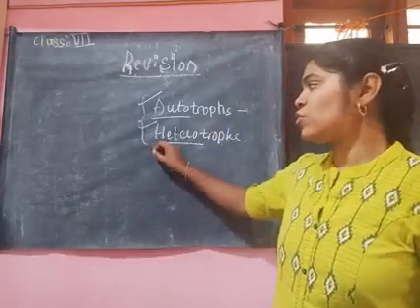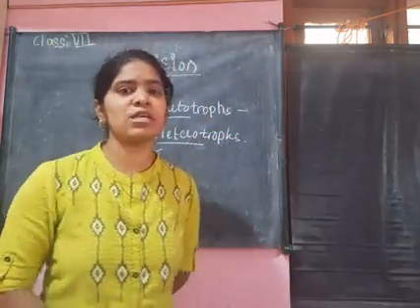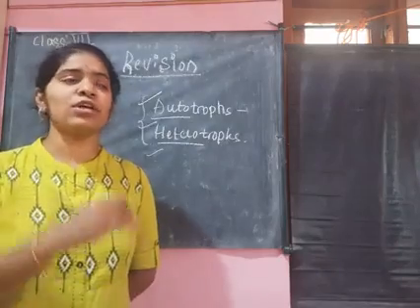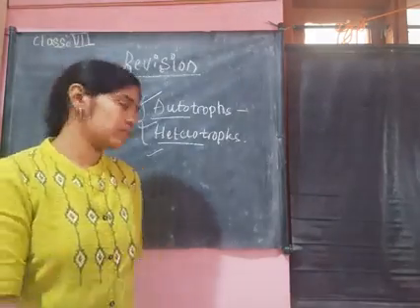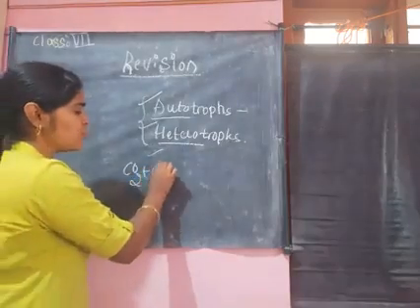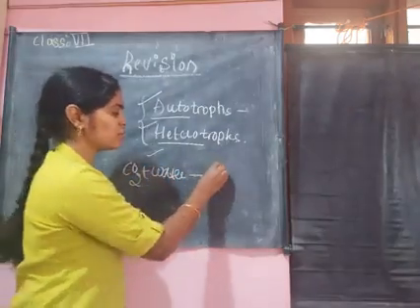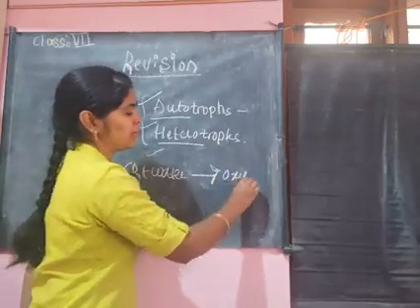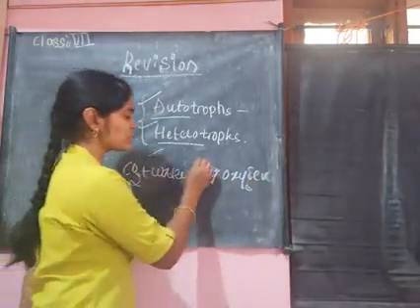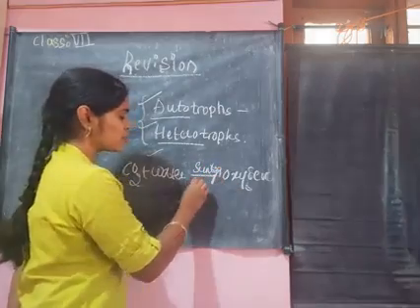So what is called photosynthesis? This is a process in which the plants prepare their own food using carbon dioxide and water, and they give out oxygen and carbohydrates, in the presence of sunlight and chlorophyll.